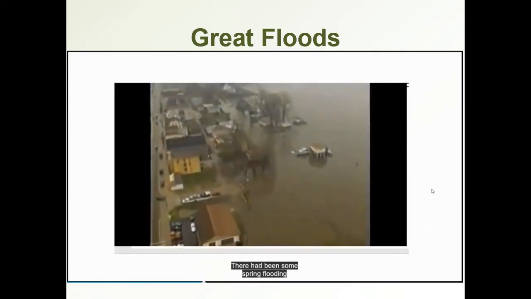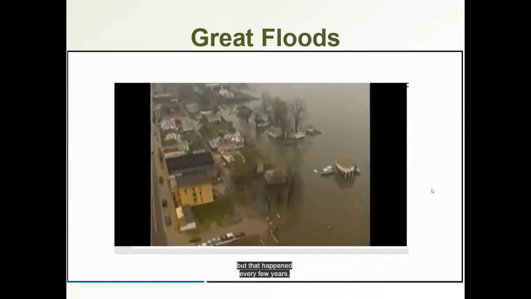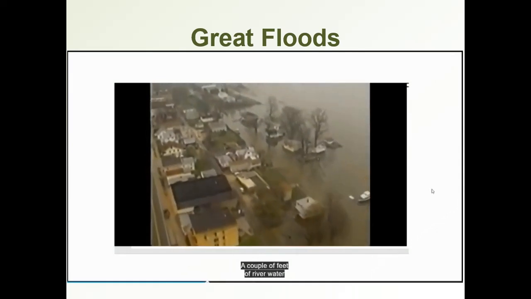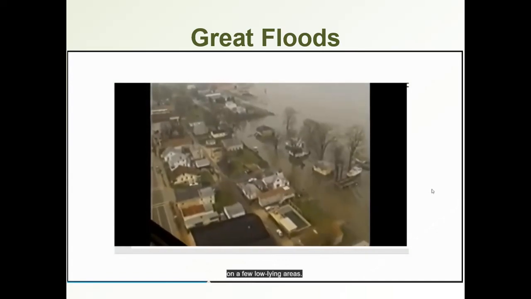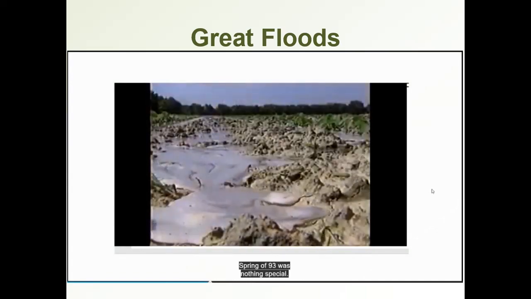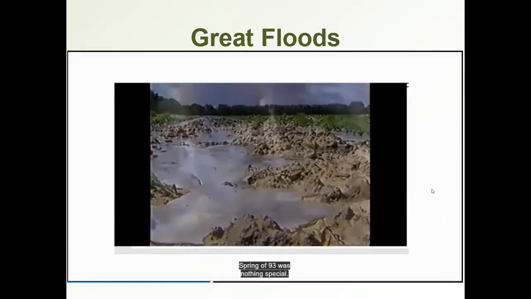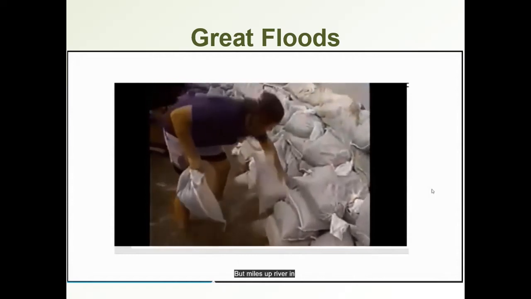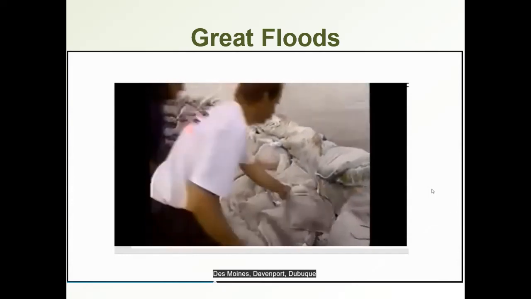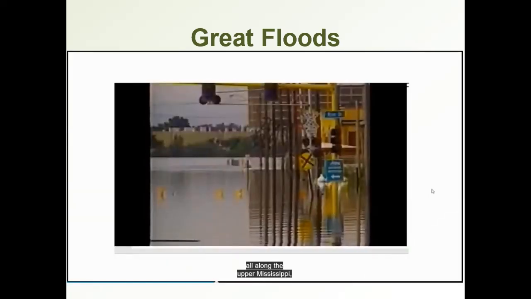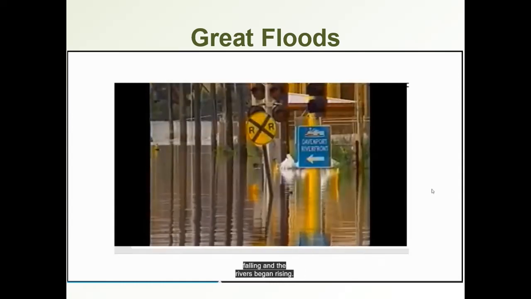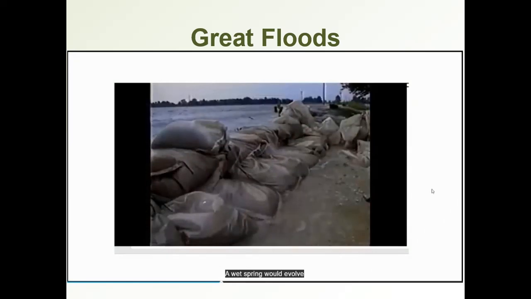There had been some spring flooding along the Missouri and Mississippi, but that happened every few years. A couple of feet of river water on a few low-lying areas. The spring of '93 was nothing special. But miles upriver in Des Moines, Davenport, Dubuque, all along the upper Mississippi, the spring rains continued falling and the rivers began rising. A wet spring would evolve into a record-breaking summer.